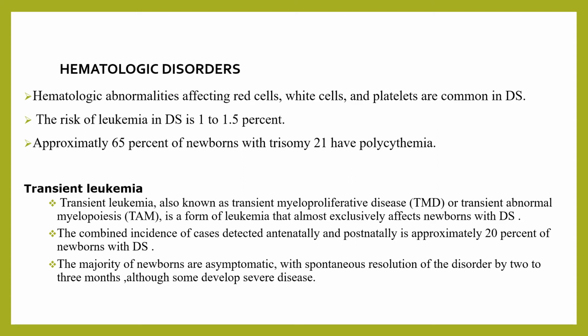have polycythemia at birth. The other hematologic disorder in children with Down syndrome is transient leukemia. It's also known as transient myeloproliferative disorder or disease, or transient abnormal myelopoiesis. This is a form of leukemia that almost exclusively affects newborns with Down syndrome. The combined incidence of cases detected antenatally and postnatally is approximately 20% of newborns with Down syndrome. The majority of newborns are asymptomatic, with spontaneous resolution of the disorder by 2 to 3 months.